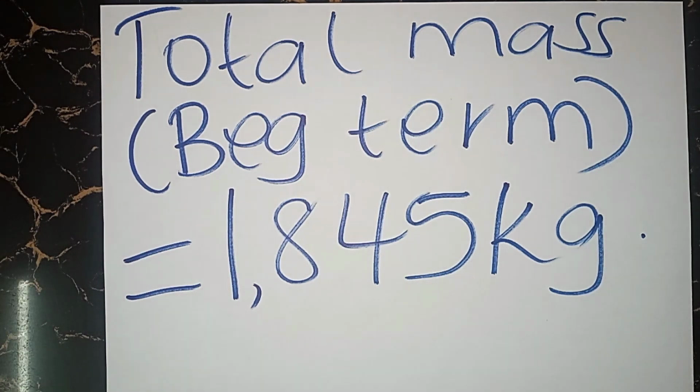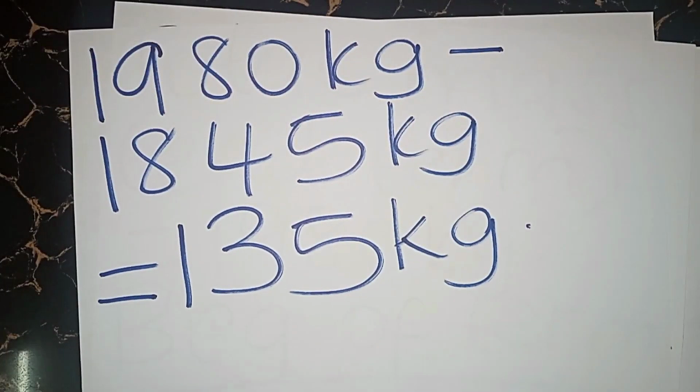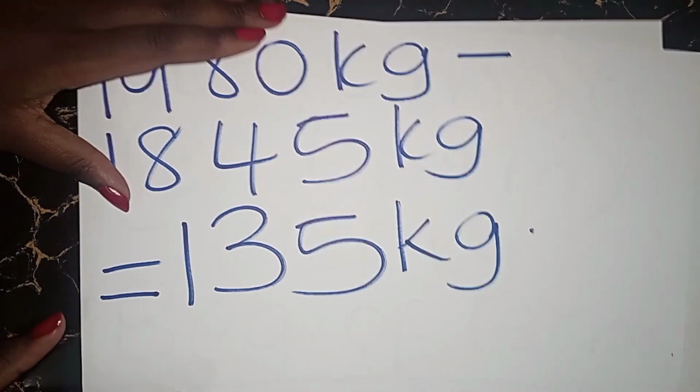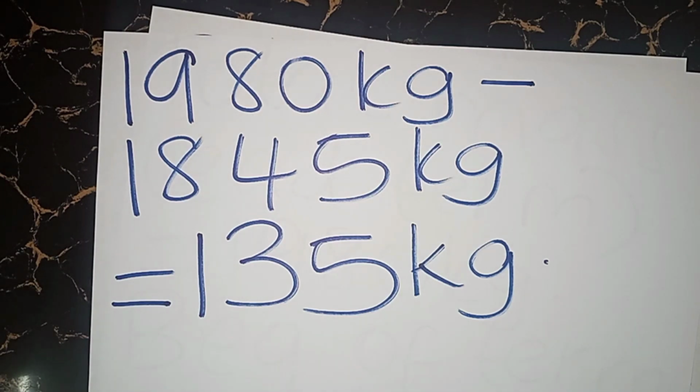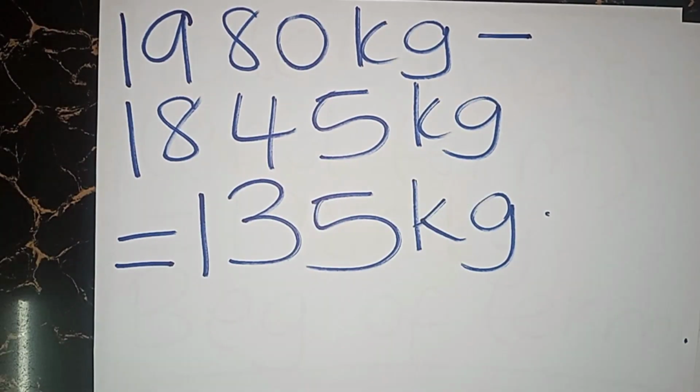The question is asking us to find the difference between the total mass at the start of the term and at the end of the term. So that means that we'll subtract these two. This is the total mass at the end of the term. So we'll subtract this minus this, and when you do that, you get 135 kgs. So we can comfortably conclude that the difference between the total mass at the start of the term and at the end of the term is 135 kilograms. That was quite easy, right?